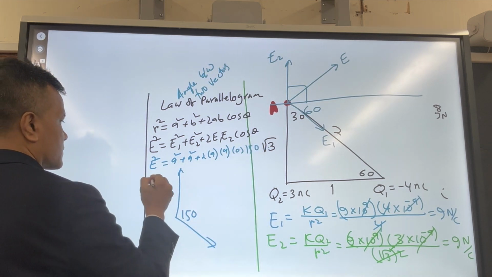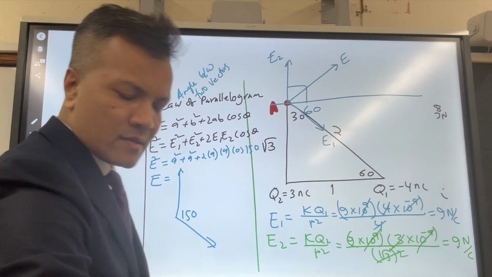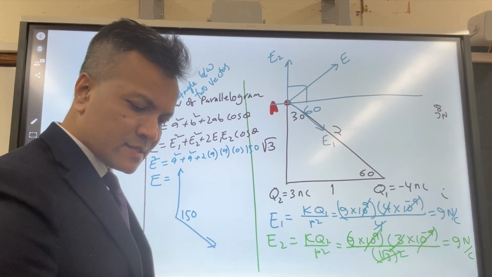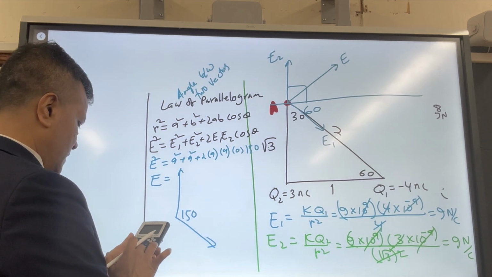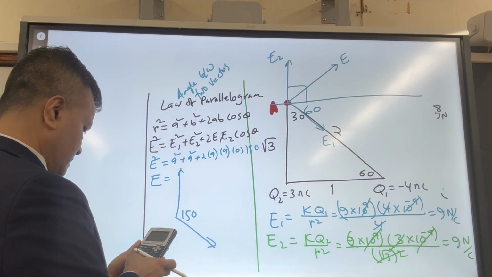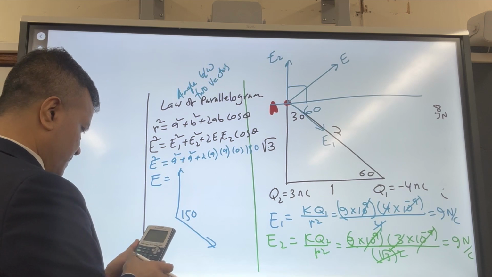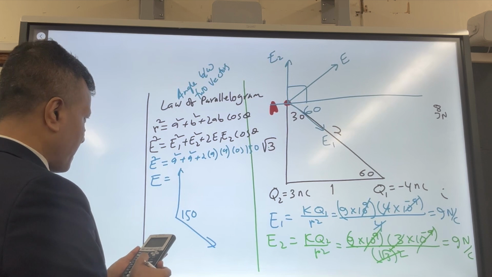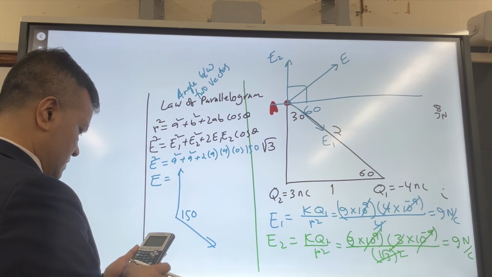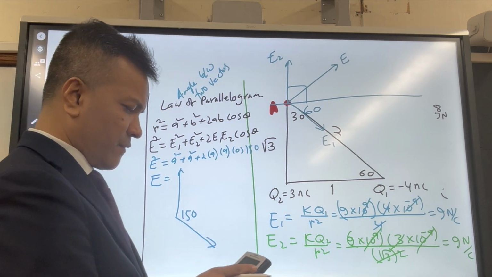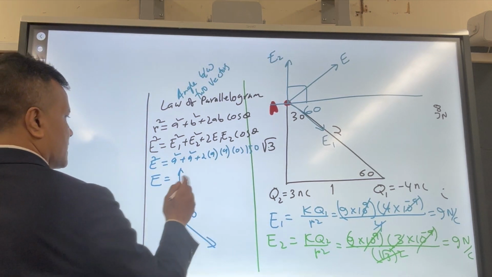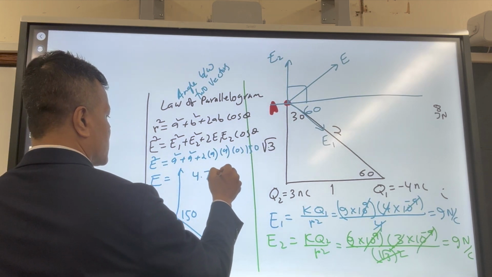Okay, so E is, then I'm going to try to solve it: 9 squared plus 9 squared plus 2 times 9 times 9 cosine 150, and that's 4.7. E is 4.7 Newton per Coulomb.